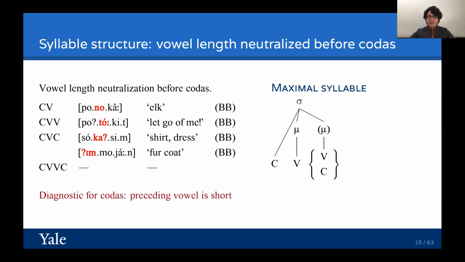However, this contrast doesn't hold before coda consonants, where you can have a short vowel before a coda consonant and no long vowels at all. So the maximal syllable is either CVV with a long vowel in an open syllable, or CVC with a short vowel in a closed syllable. So this is our first diagnostic for determining whether a consonant is actually a coda consonant or not. If a consonant is parsed to a coda position, then the preceding vowel must be short. And an analysis of this vowel neutralization will take us a little bit farther away from where I want to go in this talk. So I won't go into more details on this, but we'll use it as a diagnostic.